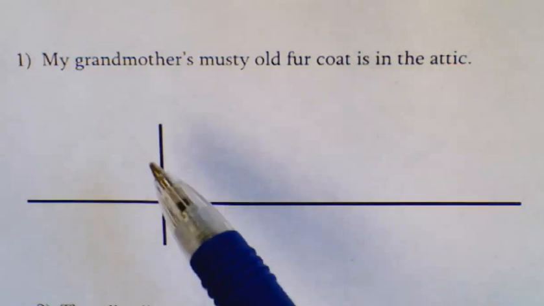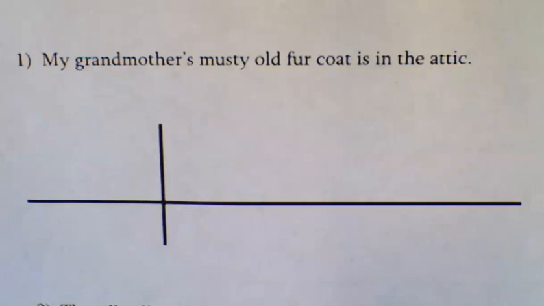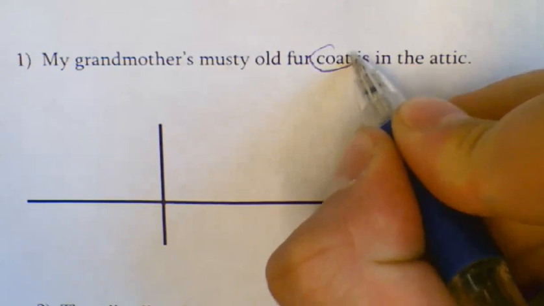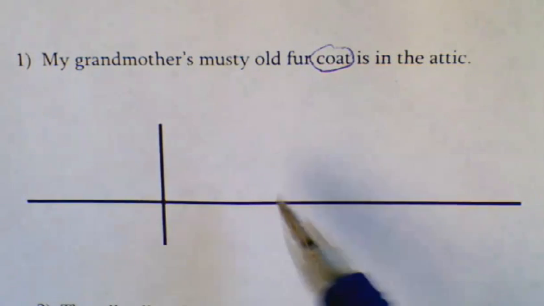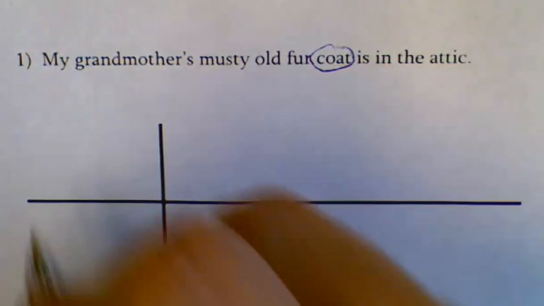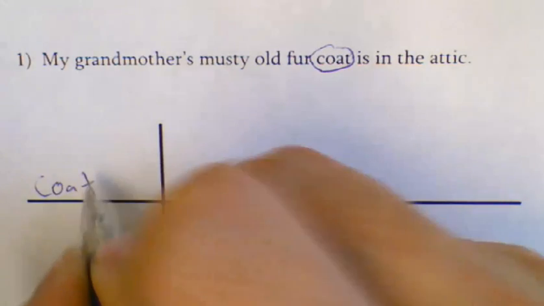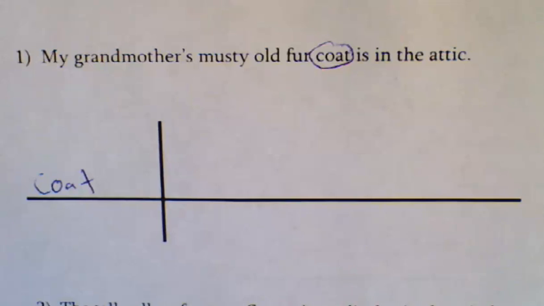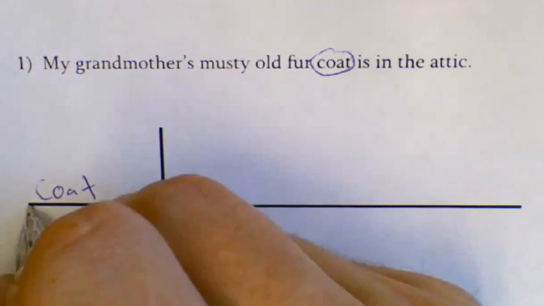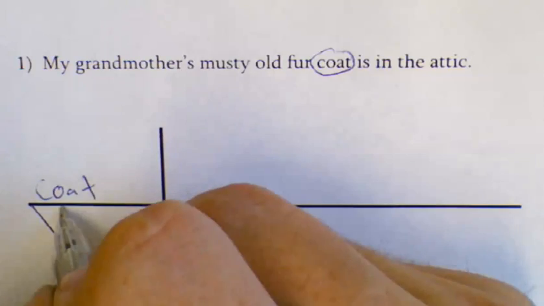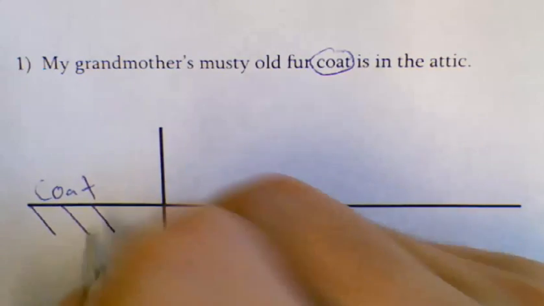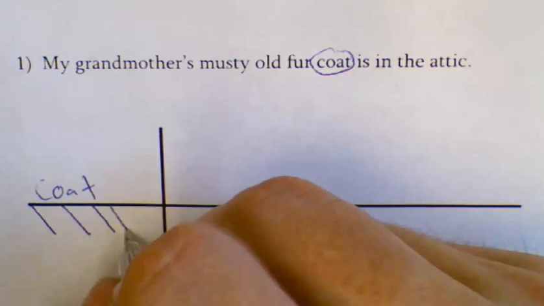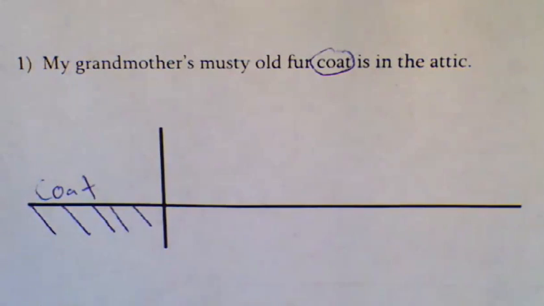So we have to ask what could be in the attic. Of course, it's coat. So I'm going to go ahead and circle coat because that is our subject. And so everything in front of coat is just simply modifying it. So I'm going to go ahead and put coat here on the line, and my is modifying, grandmother's is modifying, musty is an adjective modifying, old is an adjective modifying, and fur are all adjectives modifying coat in this sentence. So you've got 1, 2, 3, 4, 5 modifiers on coat.